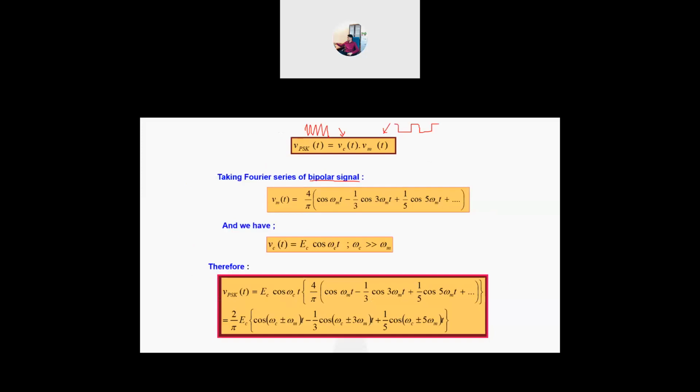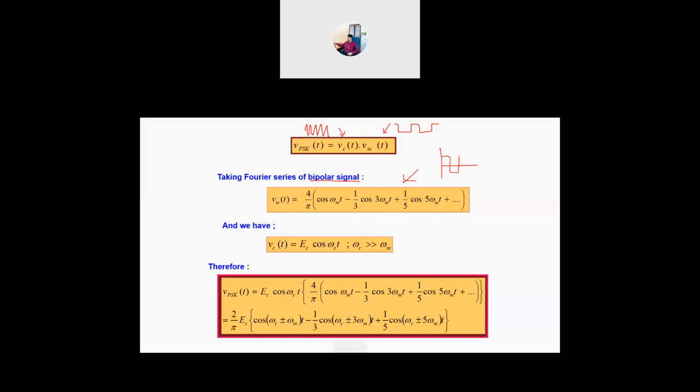Taking the bipolar signal, our VMT is equal to 4 over pi cos omega t minus 1 over 3 cos 3 omega t and 5 omega t. This one is until 5 harmonics, until 5 omega m t. So this one, how do we get it? Please refer to the signals and systems subject, where we learn about this one.